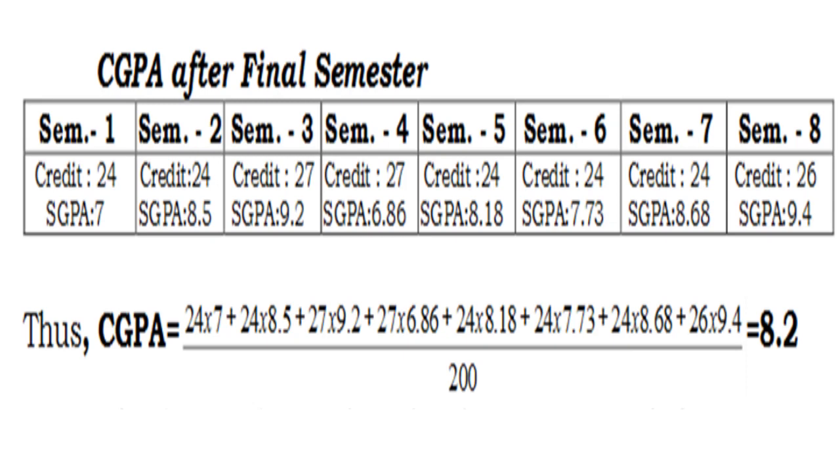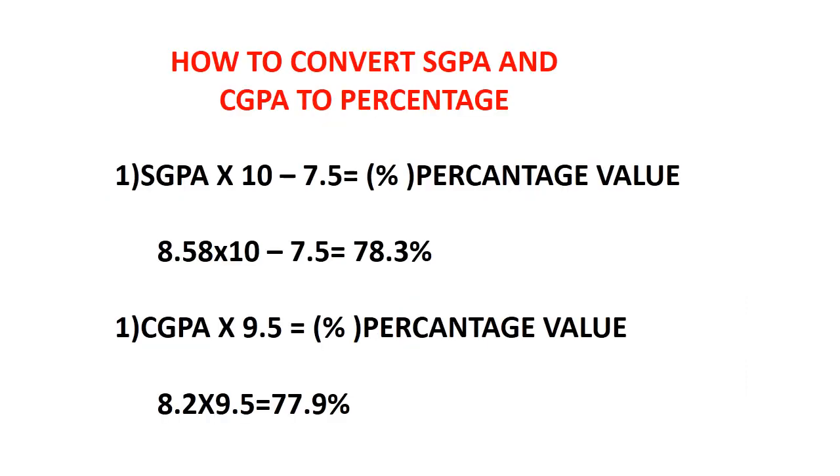So this is the cumulative grade point, and it is equal to 8.2. The CGPA from semester 1 to semester 8 is 8.2. Once you have the SGPA and CGPA, you can easily convert them to a percentage value. The formula is SGPA into 10 minus 7.5. This is the formula to convert SGPA into a percentage value.